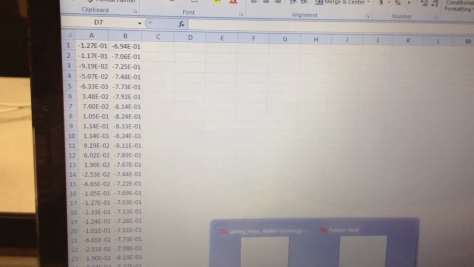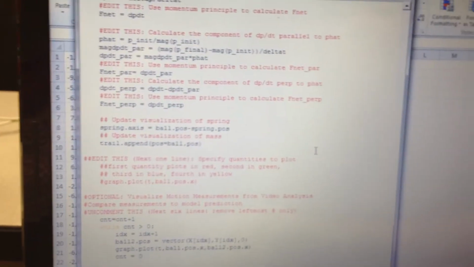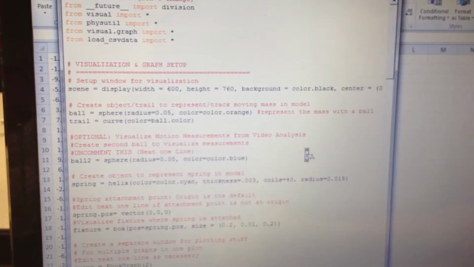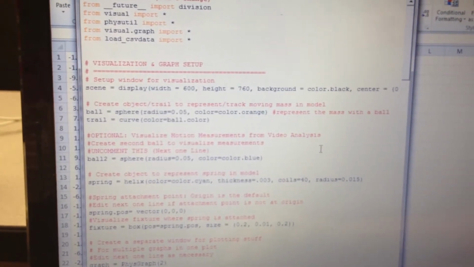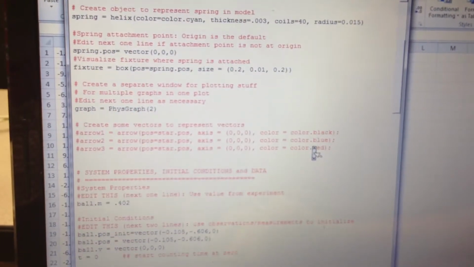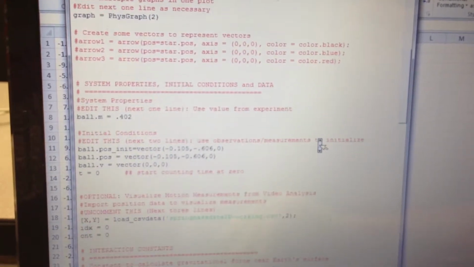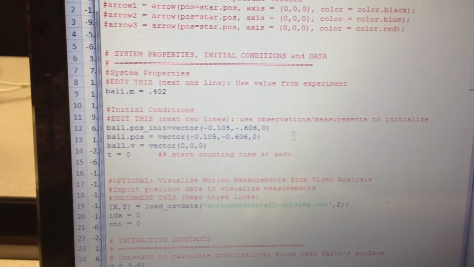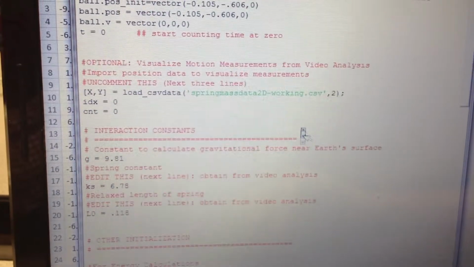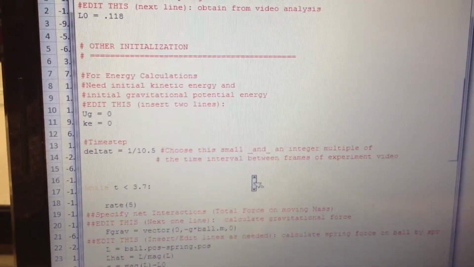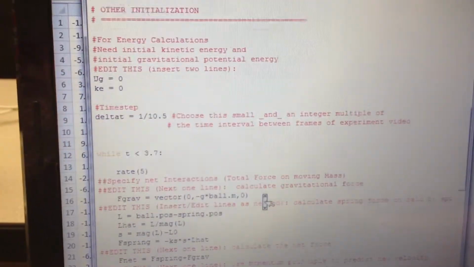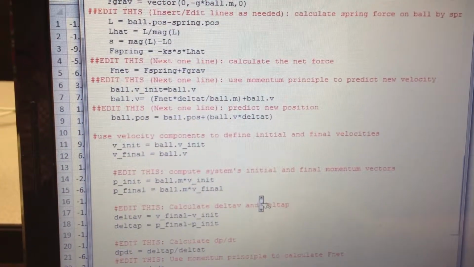So here are my data points, and I'm going to use this spring mass data in my Python code, which I'm going to run a model and a simulation. So first we're going to set up the model, which is going to be using this code. I'm going to insert the mass as well as the initial position I found from tracker, and then our spring constant we have from our previous lab as well as the relaxed length. And this is going to calculate with an orange ball and show how the motion runs.